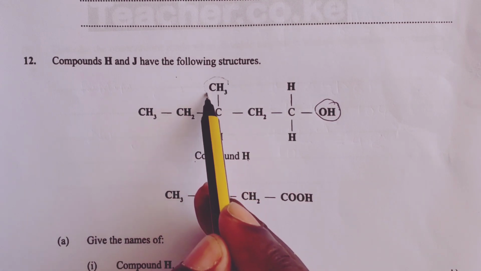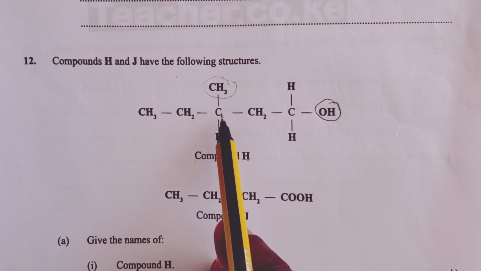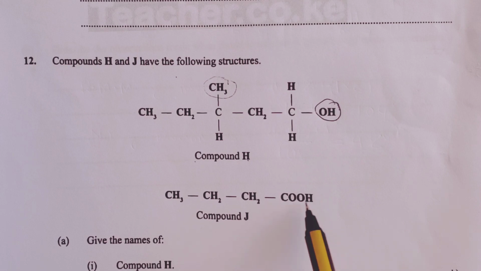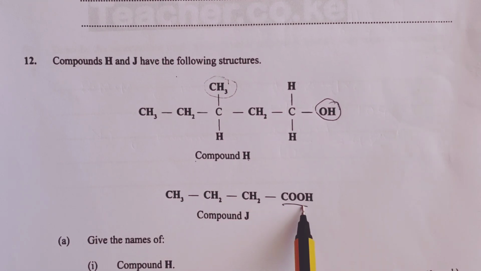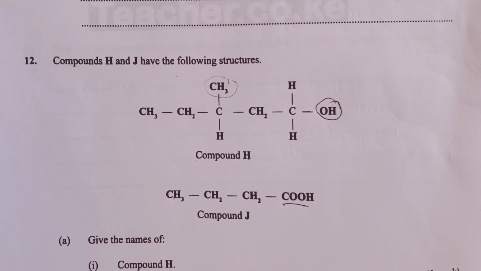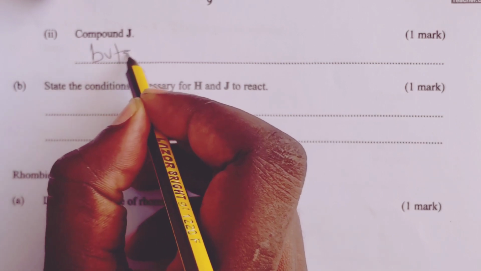That is pentan-1-ol. But then, of course, we have a branch here on carbon 3, which is a methyl group. So the name would be 3-methylpentan-1-ol. Compound J has a C double bond OH here, so it is an alkanoic acid with 4 carbons, making it be called butanoic acid. And surely, the first part of the question asks us to give the names of compounds H and J. H, we've agreed, is 3-methylpentan-1-ol. And J is butanoic acid.